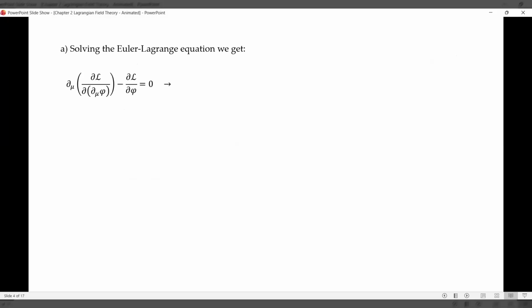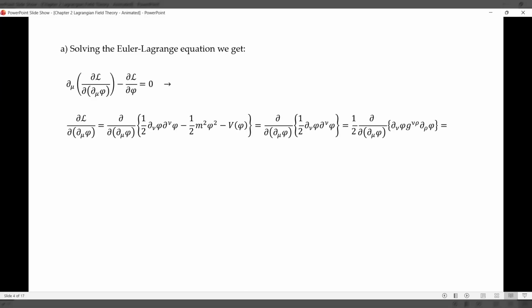Let's start by writing the Euler-Lagrange equation for the field. This is the field theory version of the same principle we use for particles, except now the derivatives act on the field phi itself. Next, we expand the derivative of the Lagrangian. The only terms that depend on partial sub mu phi are those involving the kinetic part, partial sub mu phi, partial super mu phi.